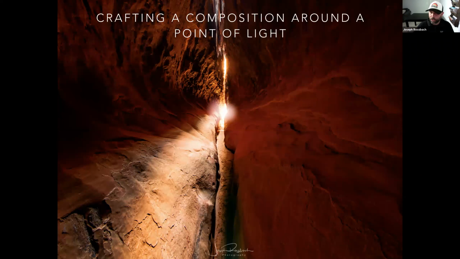You can craft a composition around a point of light, okay? So by all means, a lot of people would throw this shot out or poo-poo on it because it is a composition that is completely centered, right? So my main subject, that light coming through the canyon, is smack dab in the middle of the frame, which if you go by the quote unquote rules of photography is something you should never do. But it works for this image. It works for this image because there's symmetry on both sides of that dividing line. Okay, there's symmetry on both sides and it's pulling the eye into the middle, which creates a very strong composition.